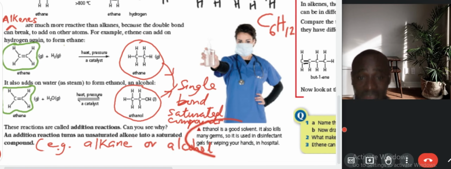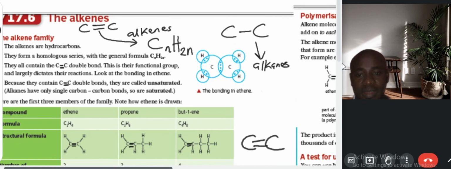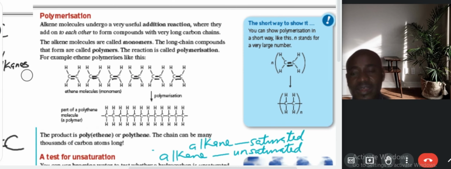It can be used as a hand sanitizer in hospitals, or to disinfect floors and the hospital environment, or materials that are used for medical use. Okay, and we talk about also polymerization.